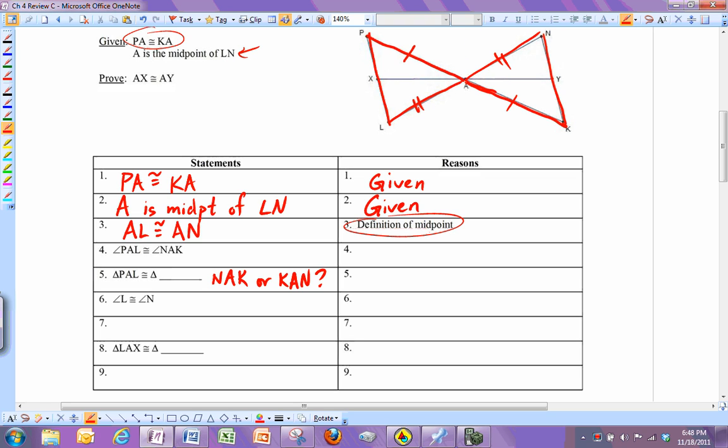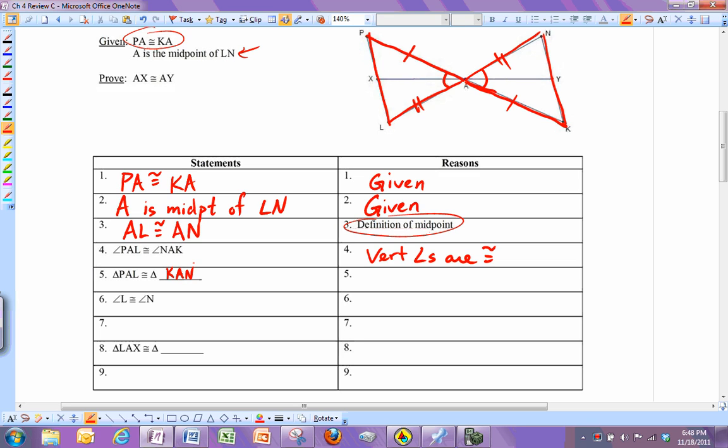Okay. So now we see that PAL right here has to go with NAK right there. Those are vertical angles, and we know vertical angles are congruent. Then it says PAL is congruent to something. Now we have enough information in our diagram to figure out how to match this up. PAL in this triangle goes along the 1 tick mark and then along the 2 tick marks. So I'm going to have to go KAN to do 1 then 2 tick marks. So this is the one that wins. I'm going to put it right here, KAN.